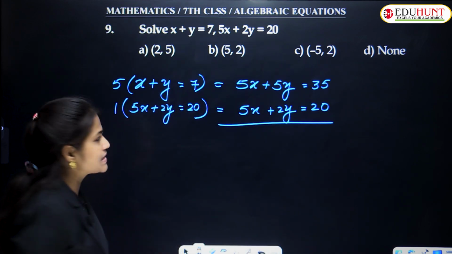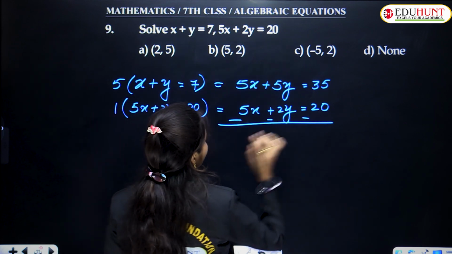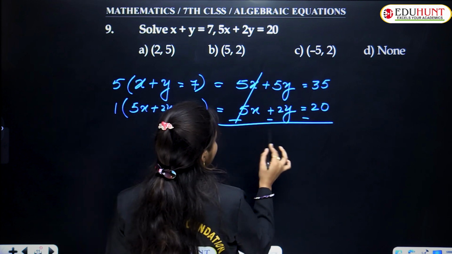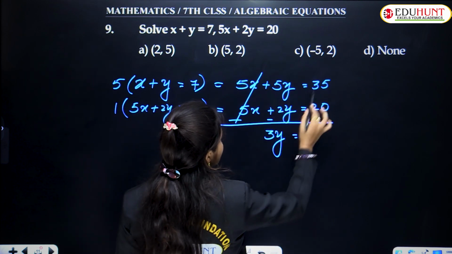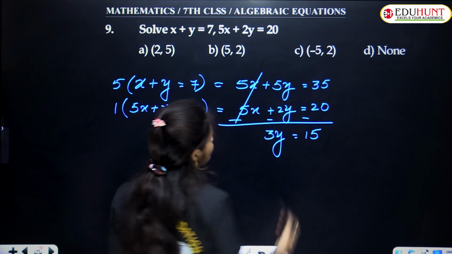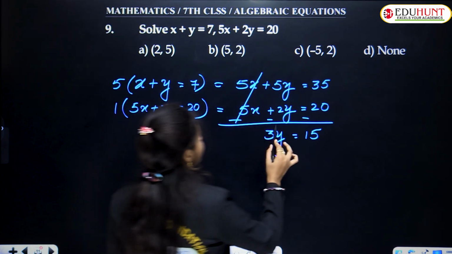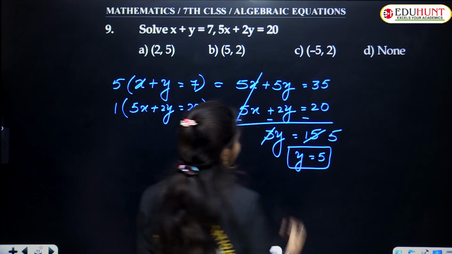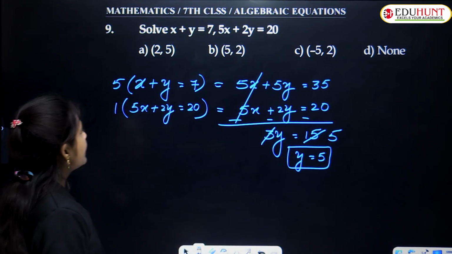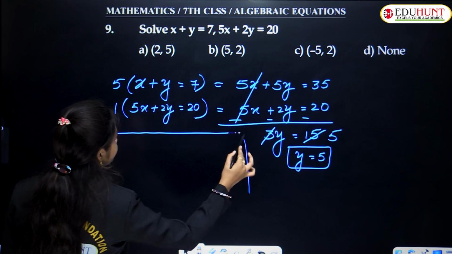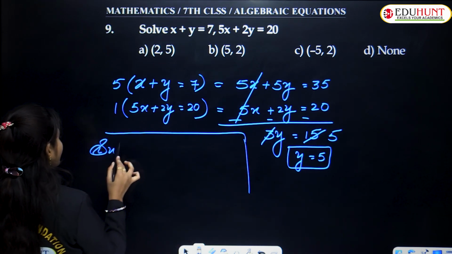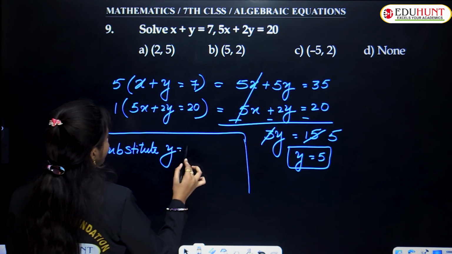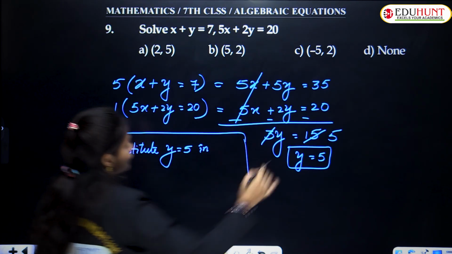So, take the difference. So, minus, minus, minus. So, plus 5x and minus 5x gets cancelled. And here 5 minus 2 is equals to 3y, which is equals to 35 minus 20, which is equals to 15. Okay. So, here 3 1s are 3 and 3 5s are 15. Therefore, y is equal to 5. Now substitute y is equal to 5 in any one of the equations.